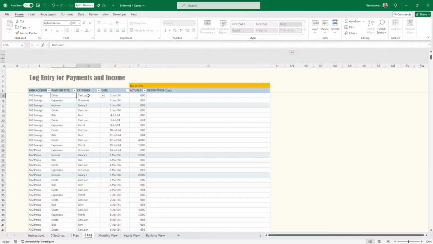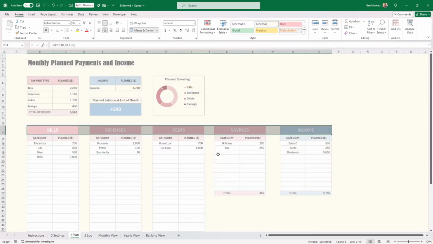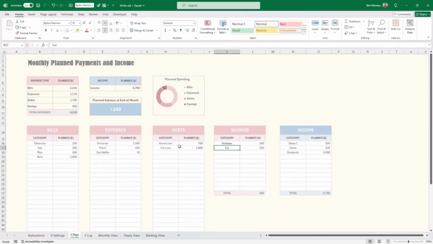And then when you are here in the category, you will be limited by the category that falls under that payment type. So let's have a look here. So debts, I select debts, and I can only select home loan or car loan. Why, you ask? Because these are the only 2 that I have here. Home loan and car loans.